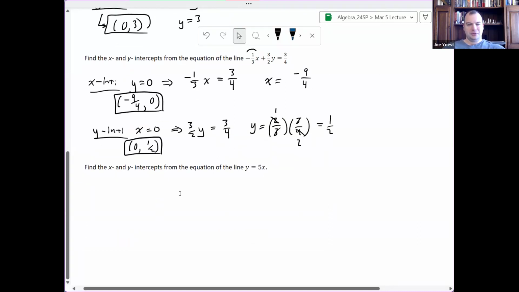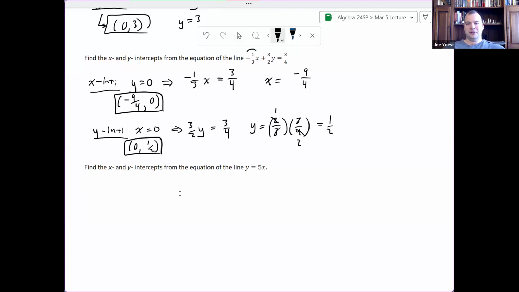And then for a last example, find the x and y-intercepts of the equation y equals 5x. So let's do the same thing. What's the x-intercept? The x-intercept is the intersection of the line with the x-axis, with the horizontal axis. That's when the vertical component is 0. When y equals 0, that says 0 equals 5x. But that says that x equals 0. My x-intercept is 0, 0.